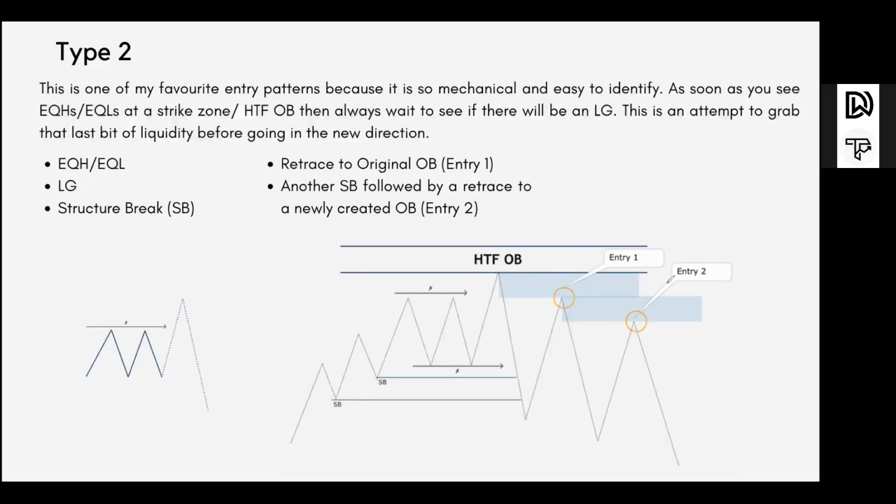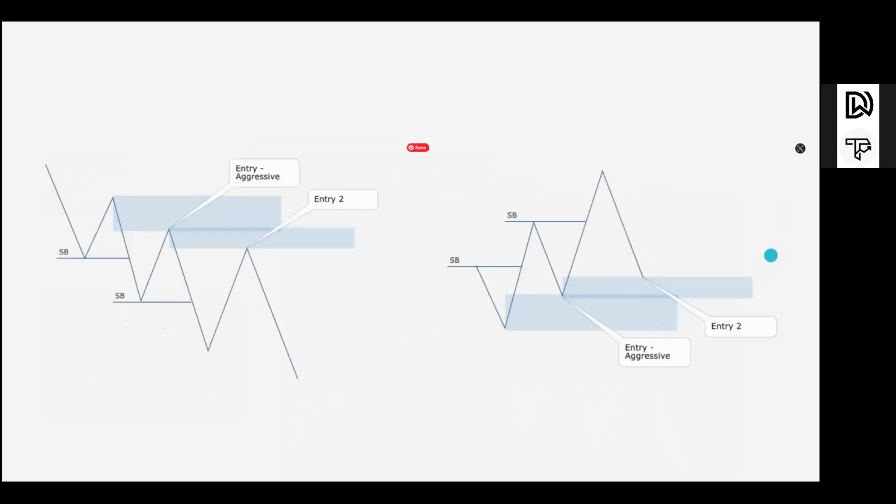So then the second entry is after another structure break towards the downside. TDI, it is in the course, Johnny, in the DW course. So once you go through the DW course completely, you'll see the TDI and the explanation thereof. So let's just continue on to the next slide.